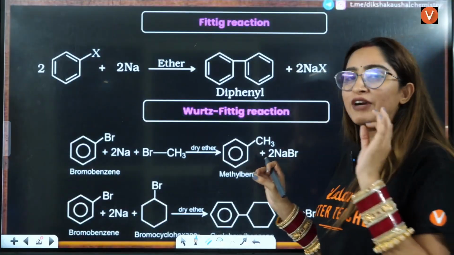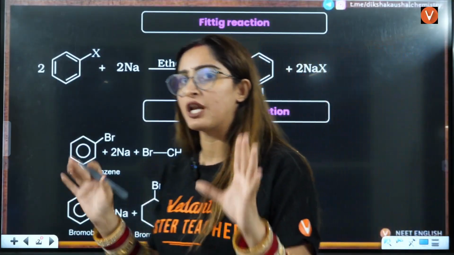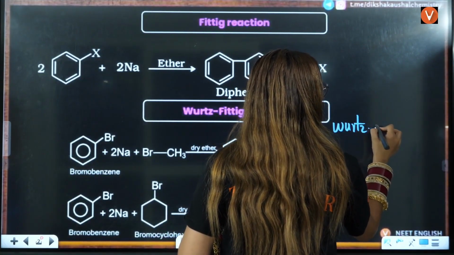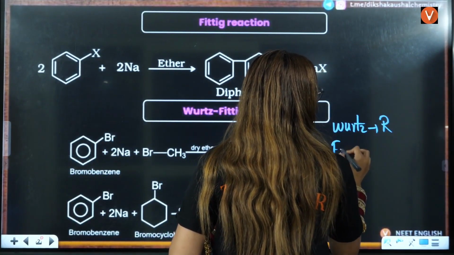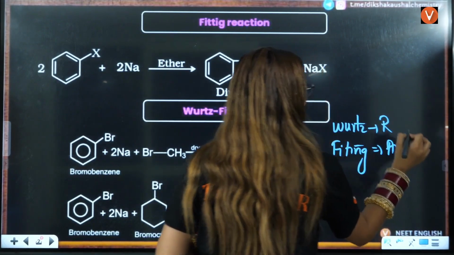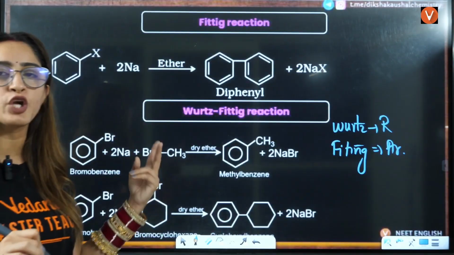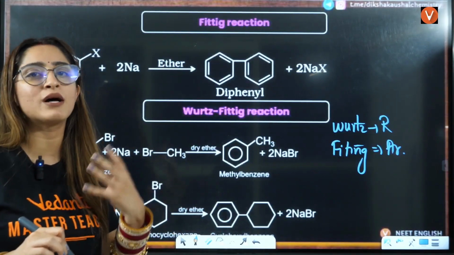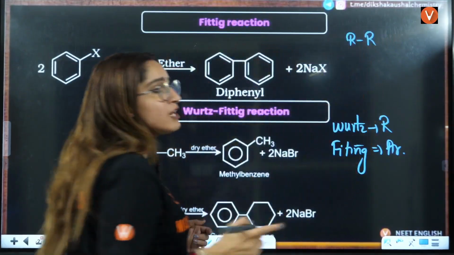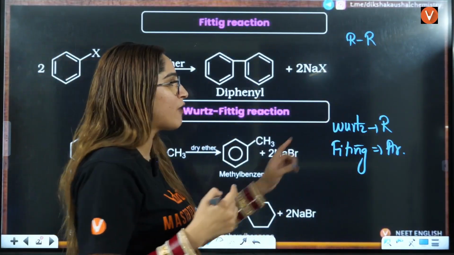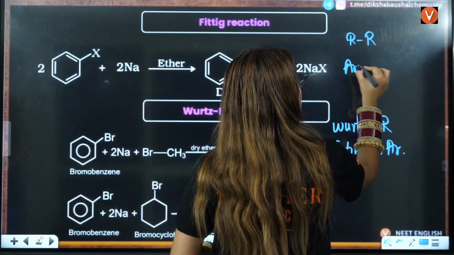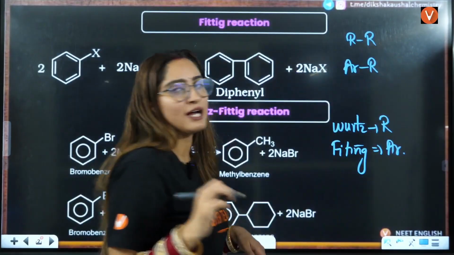First reaction is Wurtz-Fittig and Wurtz reaction. Just remember that Wurtz is something that is alkyl, and Fittig corresponds to aryl. Now in Wurtz reaction, you will have two alkyl halides and sodium, and in the end you will have the formation of R-R. In Wurtz-Fittig reaction, you will have one alkyl halide and one aryl halide, and in the end you will have the formation of aryl and alkyl attached together.